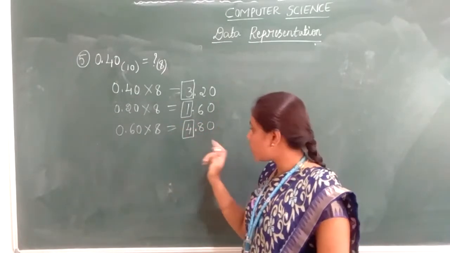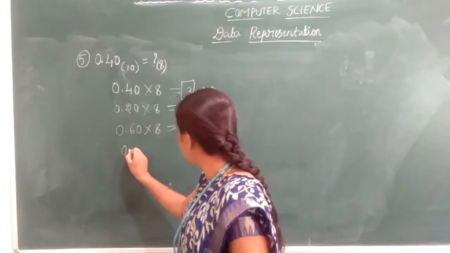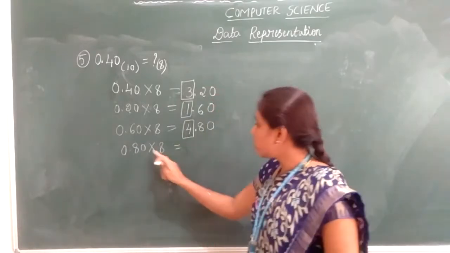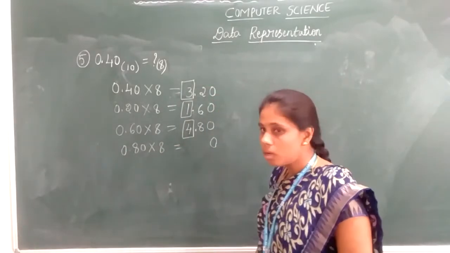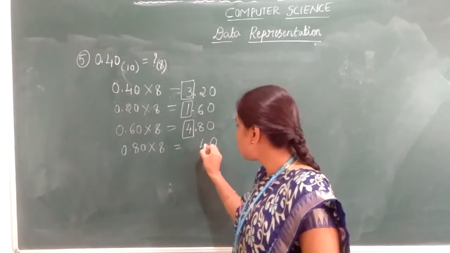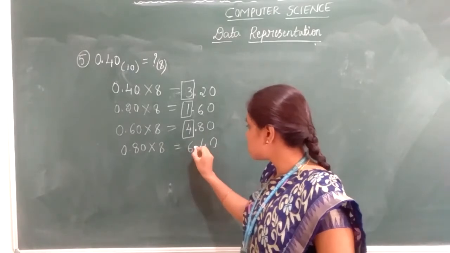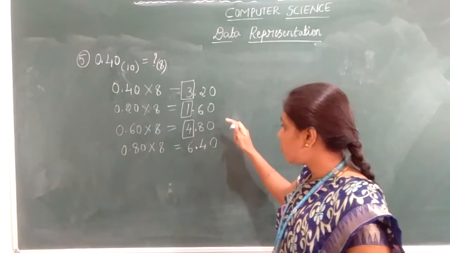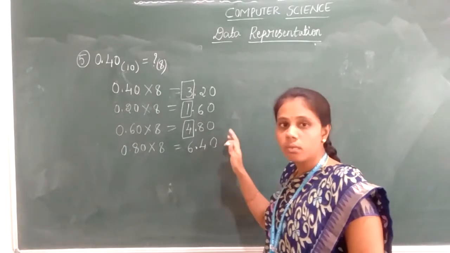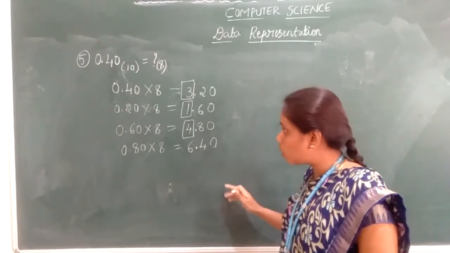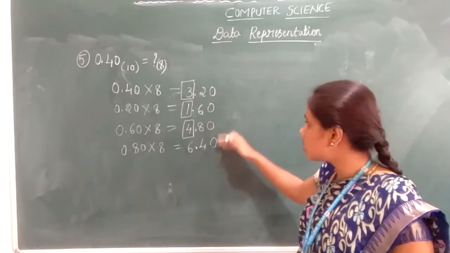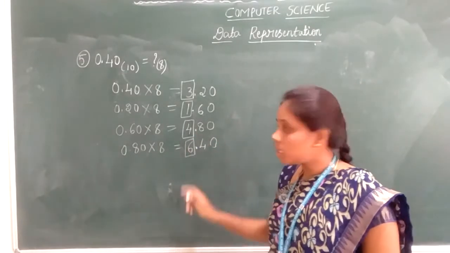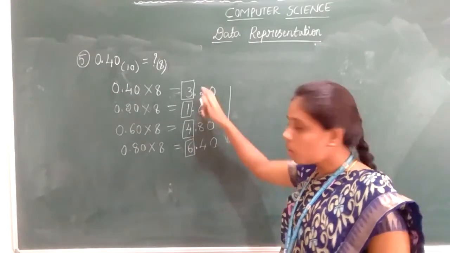Again consider the fractional part, that is 0.80 multiplied by 8. So 8 into 0 is 0. 8 8s are 64 and the carry is 6. It will become 6.40. So in this process, if we multiply any fractional value, we will not get the fractional value as 0. In this condition, consider only 4 steps and write down the values from top to bottom.